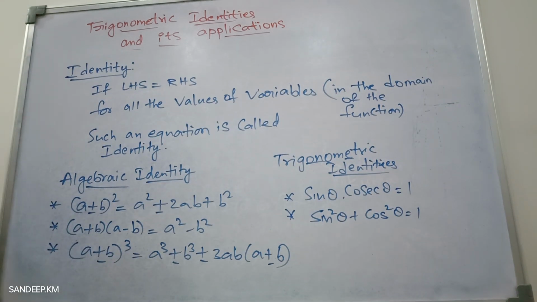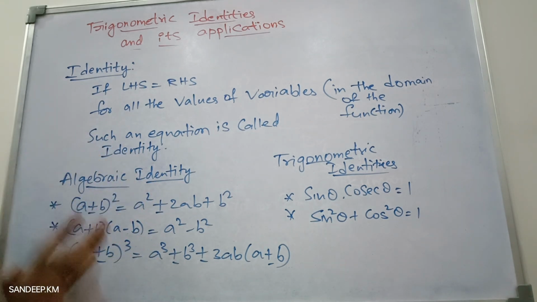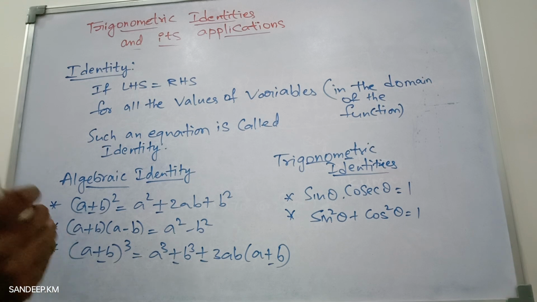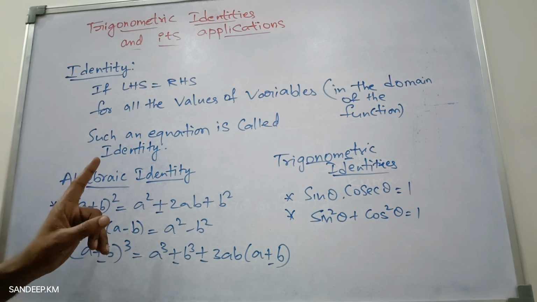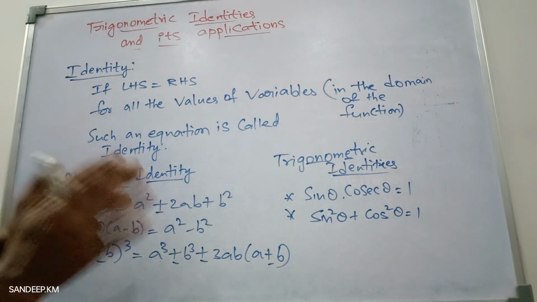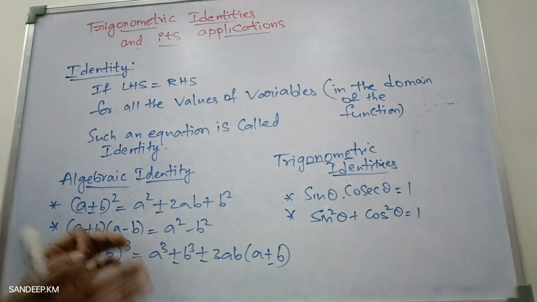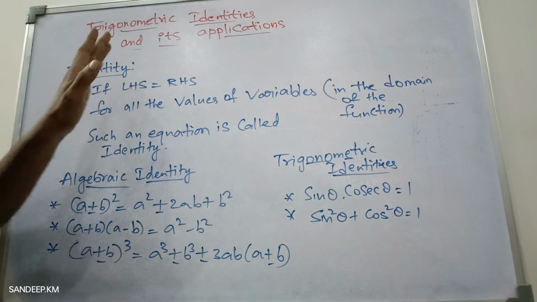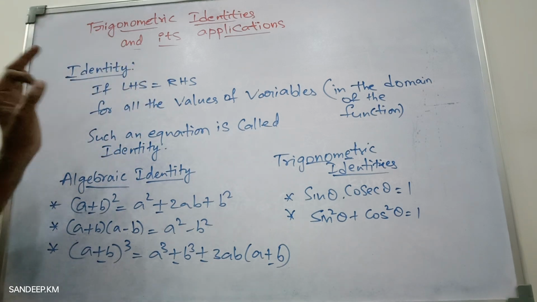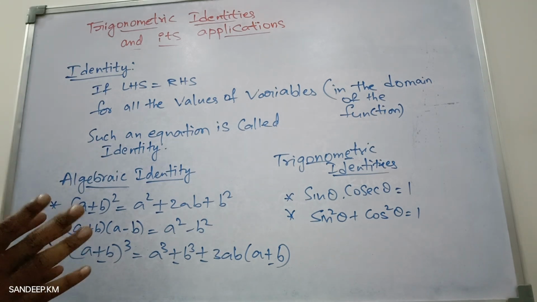First, an identity is an equation. But in that equation, LHS will be equal to RHS for every value of the variable used in the identity. But remember, the variables will accept only those values which are in the domain of the functions used in the equation. What is the meaning of it? Let us think about it later. The simple meaning of an identity is that LHS is always equal to RHS for every value of the variable used in it. Then such an equation is called an identity.